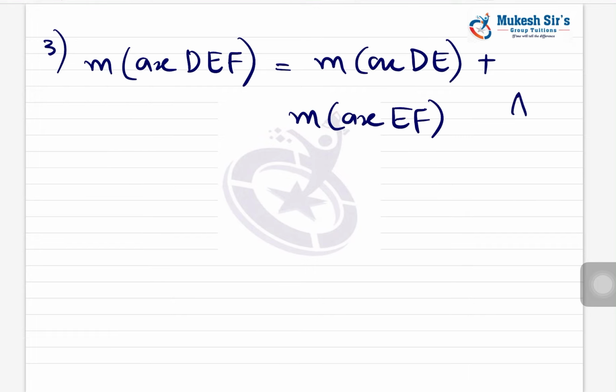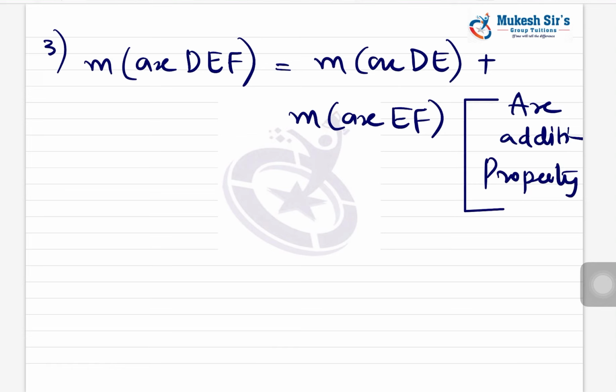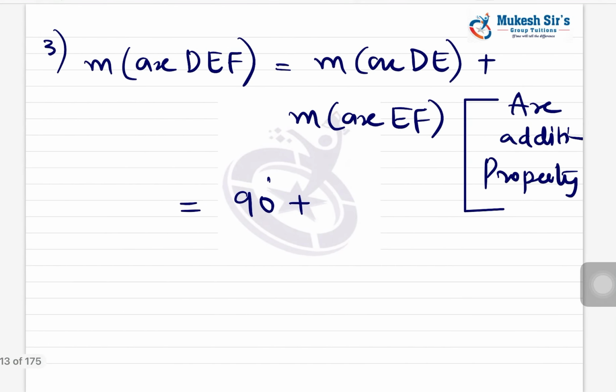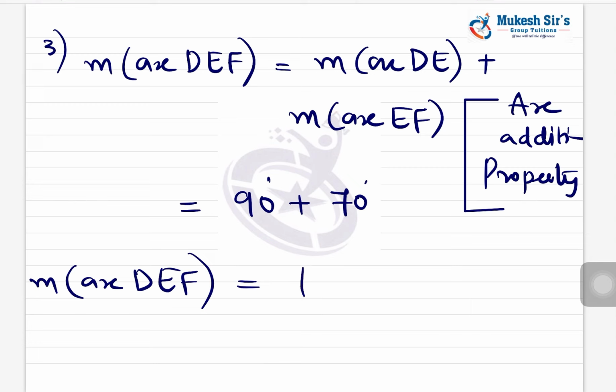The reason is arc addition property. Arc addition property. So put the values. That was 90 plus 70. So 90 plus 70, measure arc DEF is equal to 160 degrees. Is that clear? That's the second part of your answer, second answer of the whole question.